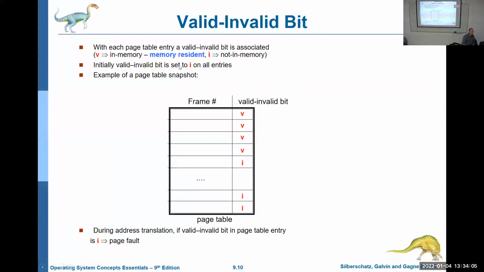Initially, valid-invalid bits are set to invalid on all entries. So here would be a snapshot after a certain amount of time: a bunch of pages are valid and a bunch of pages are still invalid. But at the beginning, we might set them all to invalid. During an address translation, if the valid-invalid bit in the page table entry is invalid, then we call that a page fault. That means it's not in memory. If it were pure demand paging, we would have them all set to I, with nothing in memory. The first memory read would cause a page fault.